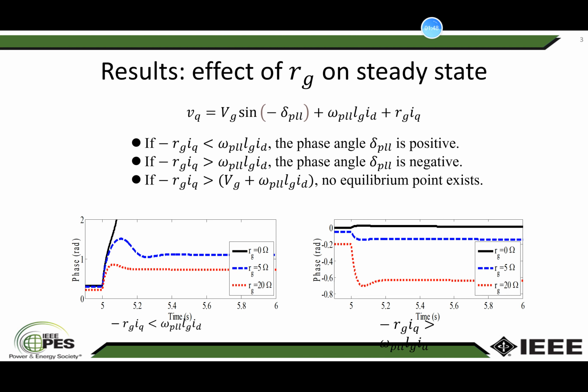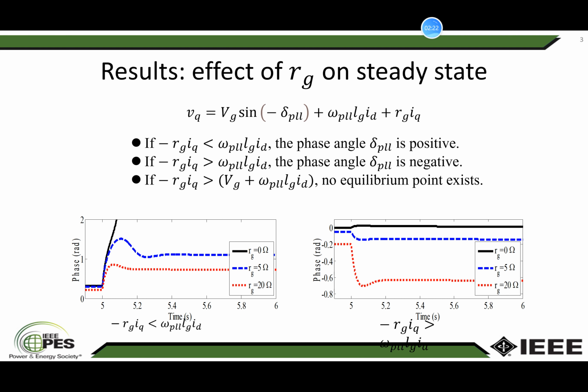The first result shown here is the effect of resistance on the steady state. Please see the equation. In general, the active current I_d is positive, thus the grid inductance introduces a positive feedback on the synchronization, while the reactive current I_q is negative, thus the resistance actually introduces a negative feedback on the synchronization. Then, if the grid resistance is small, the phase would be positive.